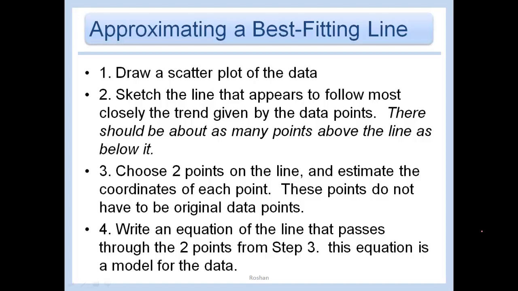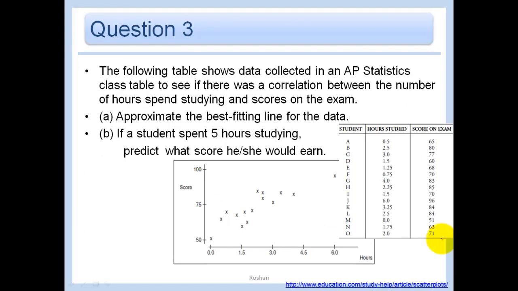So to approximate a best fitting line, if you have to do this by hand, you would sketch the line, as I kind of tried to do in the diagram. Sketch the line that appears to follow most closely the trend line given by the data points. There should be about as many points above the line as below it. Then you would just choose 2 points on that line, estimate the coordinates of those points, and then get the slope from there. You have a point and find the equation of the line. Usually in this class, we'll be doing this more accurately with our graphing calculator since we have it. So let's do that in this example here.